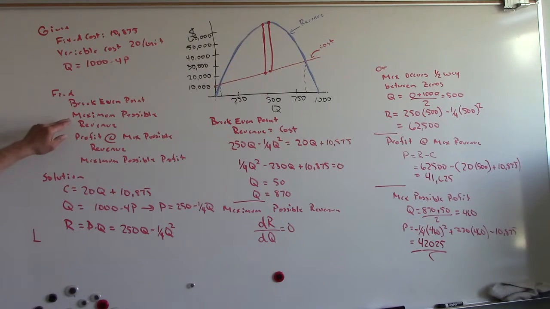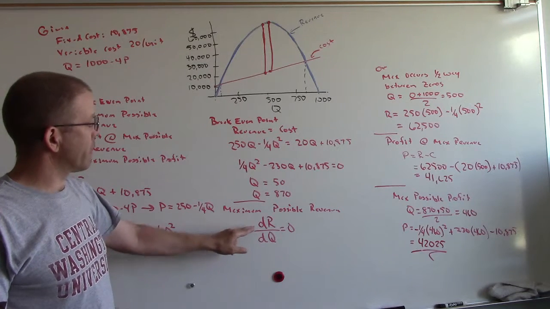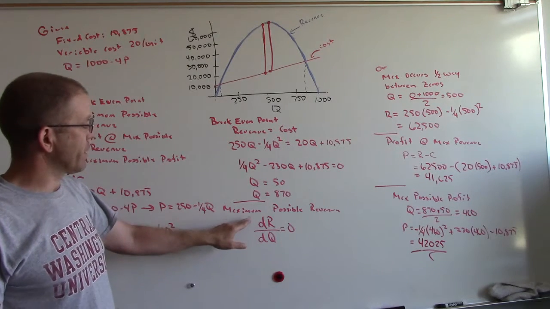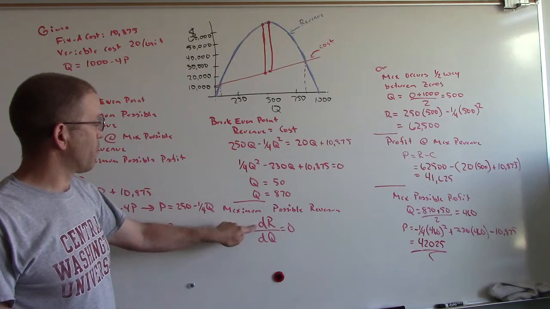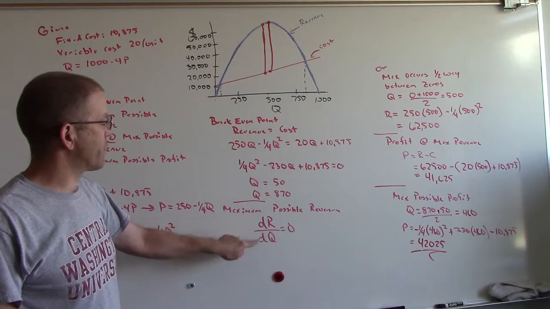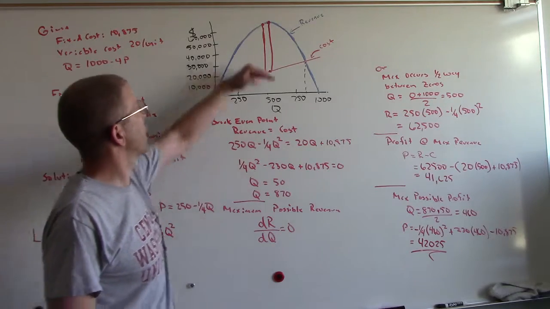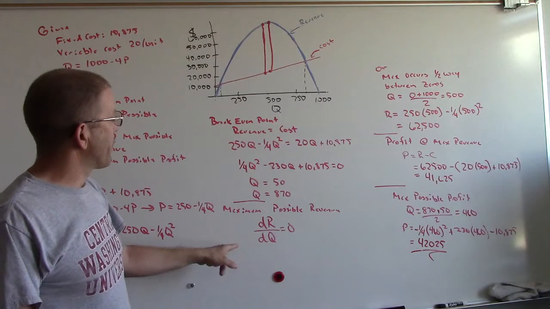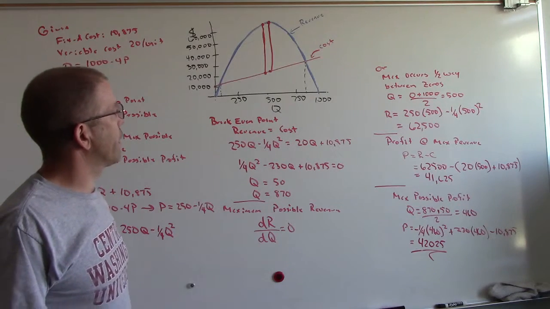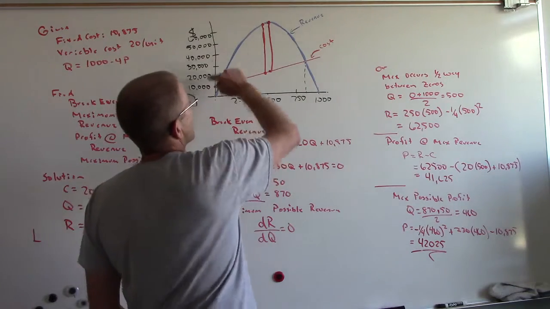Our next part of the problem is to determine the maximum possible revenue. And in order to do this, one approach is to use a little bit of calculus. We can treat this as a maximization problem if we like, and say that the derivative of the revenue equation with respect to the quantity produced is equal to 0. What this is looking for is the point on the graph where there's no slope. For those of you that have not had calculus yet, there's an alternate way, and this is probably a little bit more straightforward.